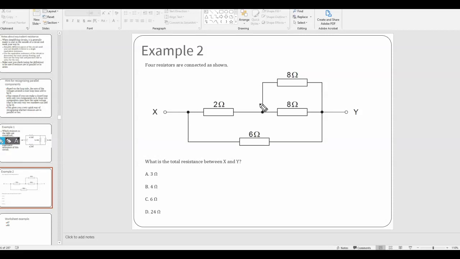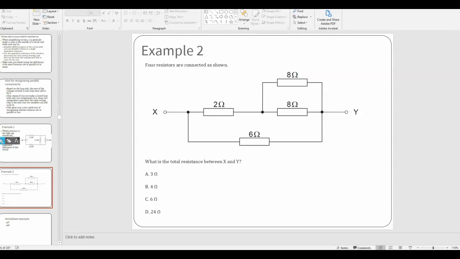Okay, so the first thing I would look at is, do I have any resistors in series or parallel? The 2 ohm and the 8 ohm are not in series because any current that goes through the 2 ohm resistor, that current is not going to go through the 8 ohm resistor because it's going to split right here at this junction. Okay, likewise, the 2 ohm and the 6 ohm, those are not in parallel because I can't make a closed loop that only has those two things in it.